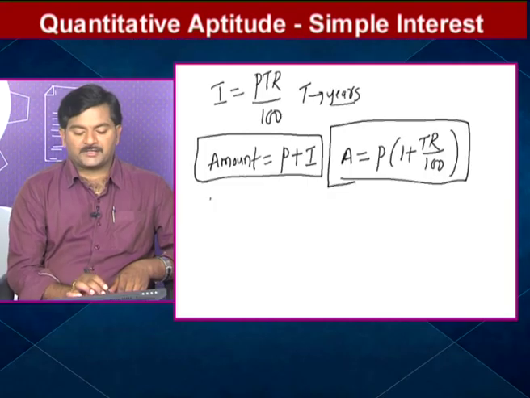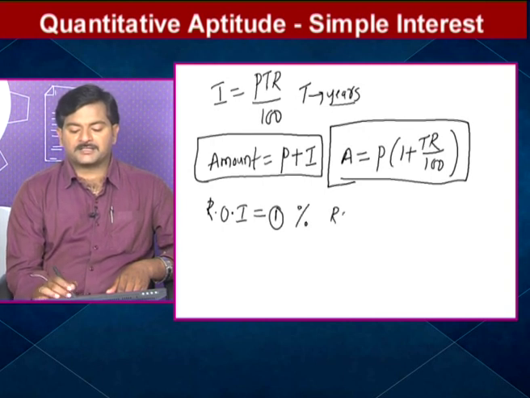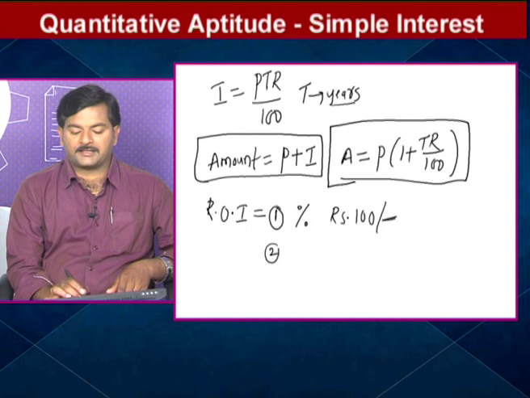And next, just now I told you regarding rate of interest. Remember, there are 2 points. Rate of interest must be in percentage, which indirectly means for every 100 rupees. And secondly, it must be for only 1 year.